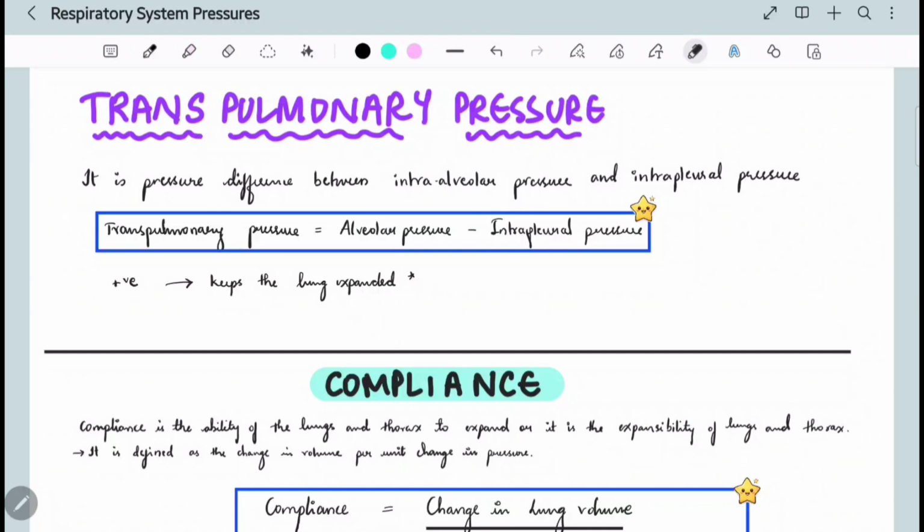Transpulmonary pressure is the pressure difference between our intra-alveolar pressure and intrapleural pressure. If you are subtracting the pleural pressure from the alveolar pressure, that is our transpulmonary pressure. It is positive, which keeps the lung expanded.